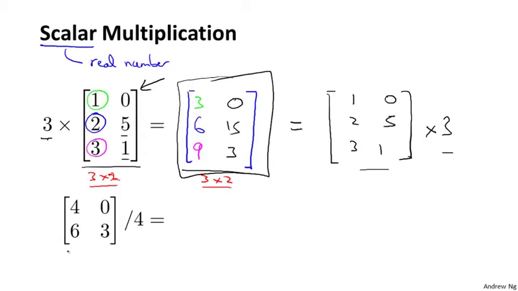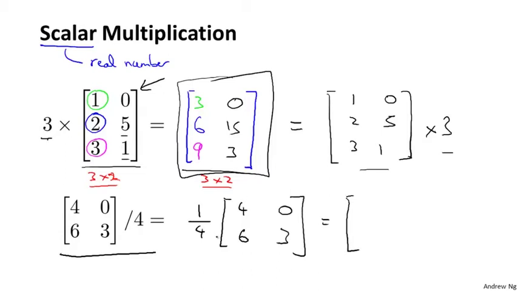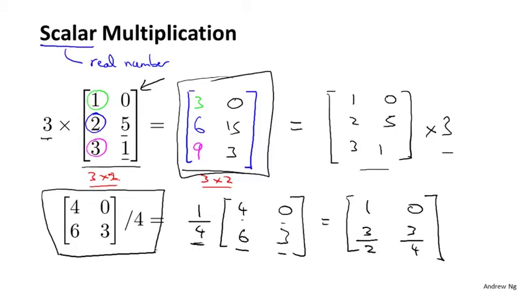You can also take a matrix and divide it by a number. So taking this matrix and dividing it by 4 is actually the same as taking the number 1/4 and multiplying it by this matrix, 4, 0, 6, 3. And so you can figure out the answer. The result of this product is: 1/4 times 4 is 1, 1/4 times 0 is 0, 1/4 times 6 is 3 halves, since 6 over 4 is 3 halves, and 1/4 times 3 is 3/4. And so that's the result of computing this matrix divided by 4.